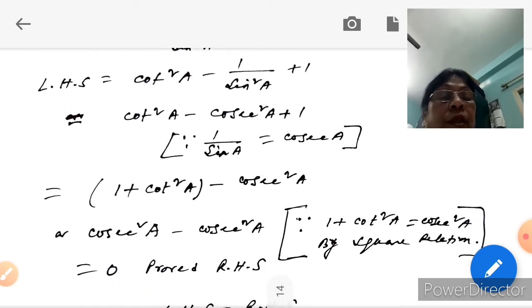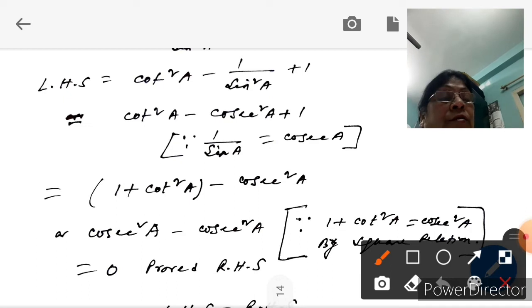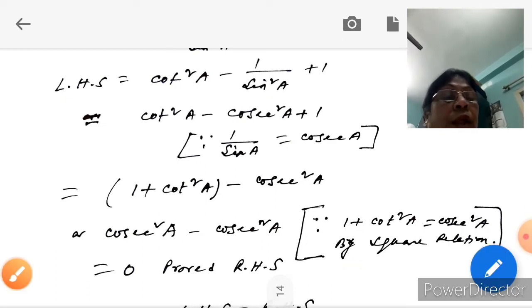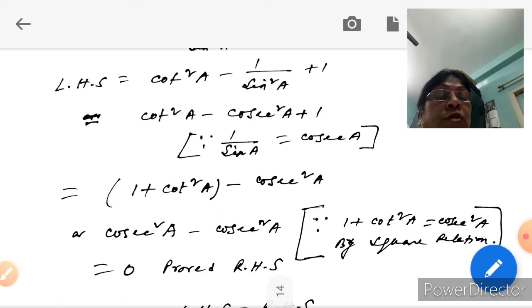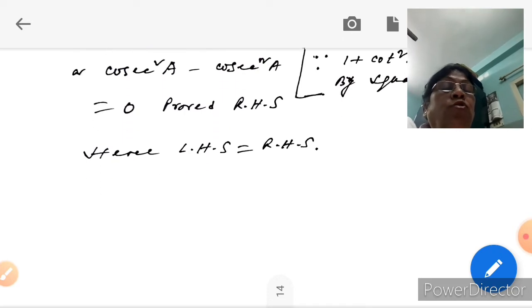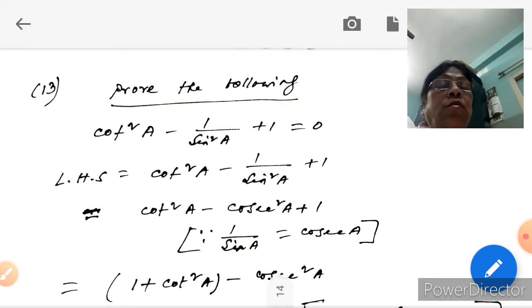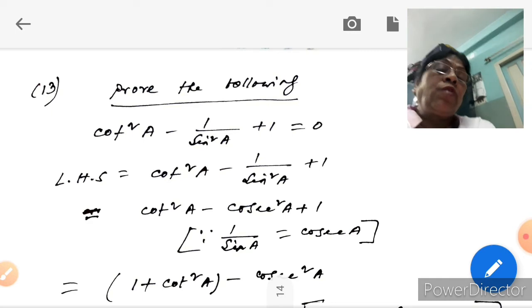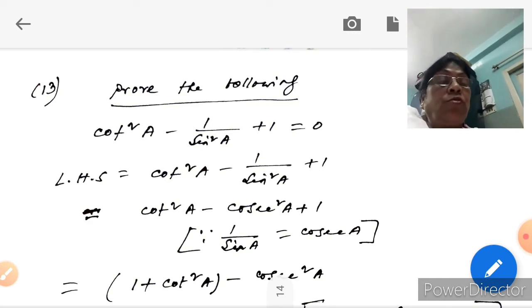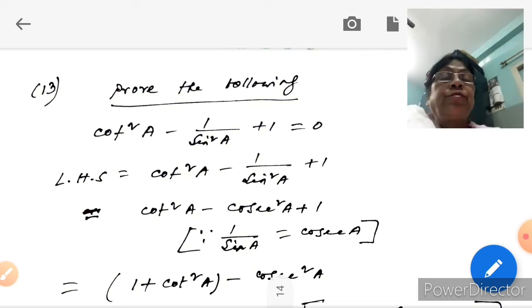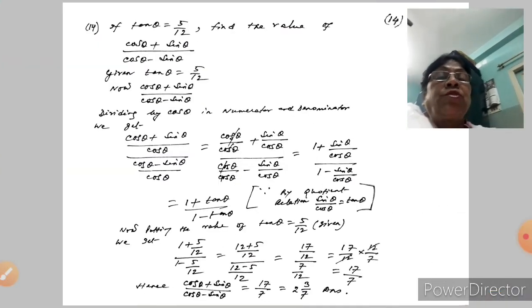So, putting the value there, I got cot square A minus cosec square A plus 1. So, cosec square A minus 1 plus cot square A, we know by square relation, 1 plus cot square A is equal to cosec square A. So, cosec square A minus cosec square A is equal to 0. So, we have proved that cot square A minus 1 by sin square A plus 1 is equal to 0. Okay. Now come question number 14.